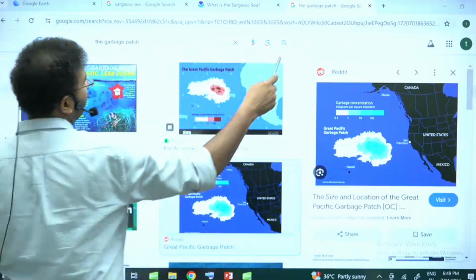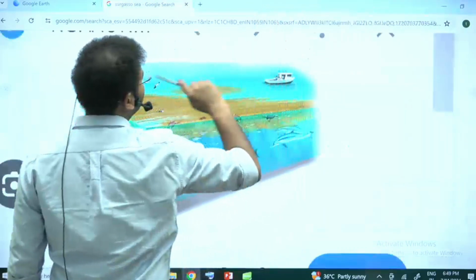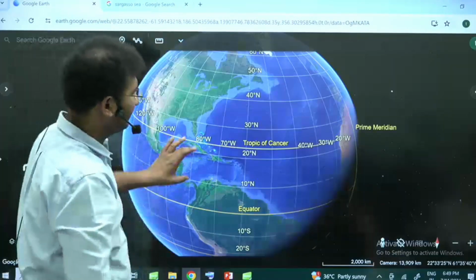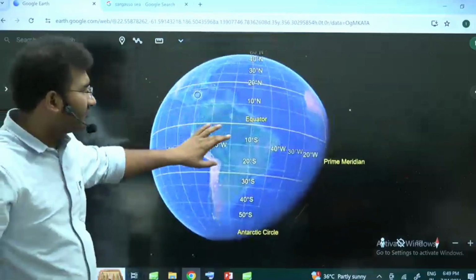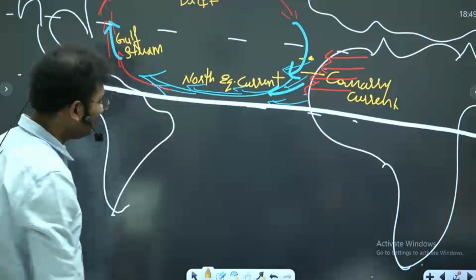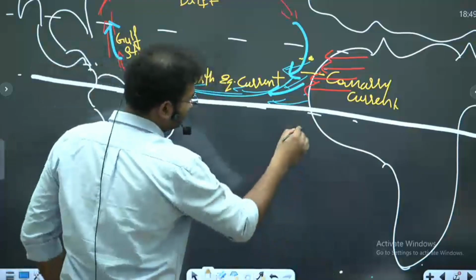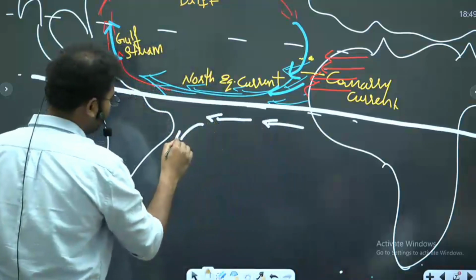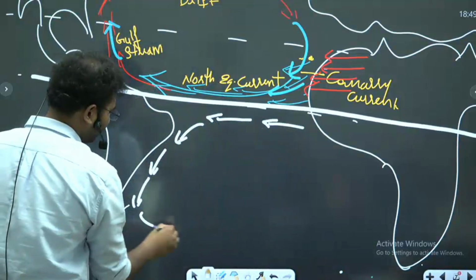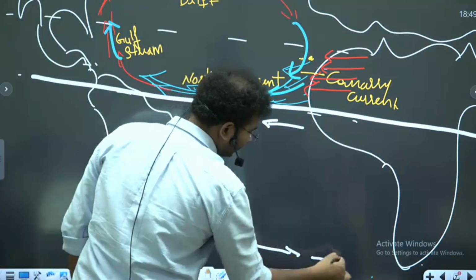Okay, come back. Likewise, let us quickly go and draw the currents of the rest of the world. And before I move any further, I have to explain one more current. That is the counter-equatorial current.